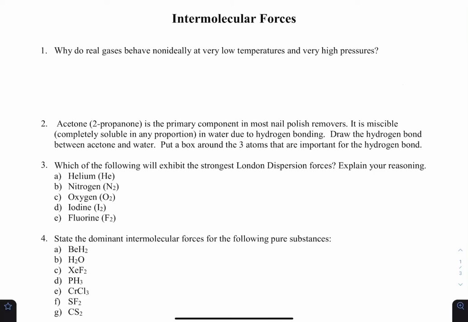I'm Austin and I'll be running through part 1 of problem set 20, intermolecular forces. Okay, number 1 says, why do real gases behave non-ideally at very low temperatures and very high pressures? Well, let's think about what ideal and non-ideal mean first.